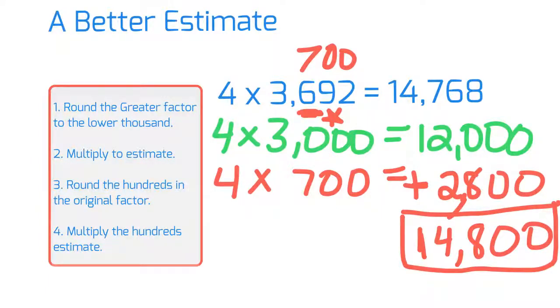Is that a lot closer? This looks like 14,800 actually gives me a much better estimate. That's pretty close. It's only a couple units away. So that's a much better estimate.